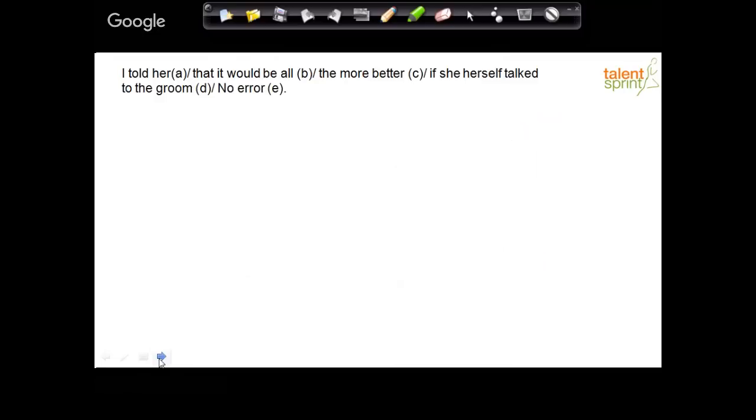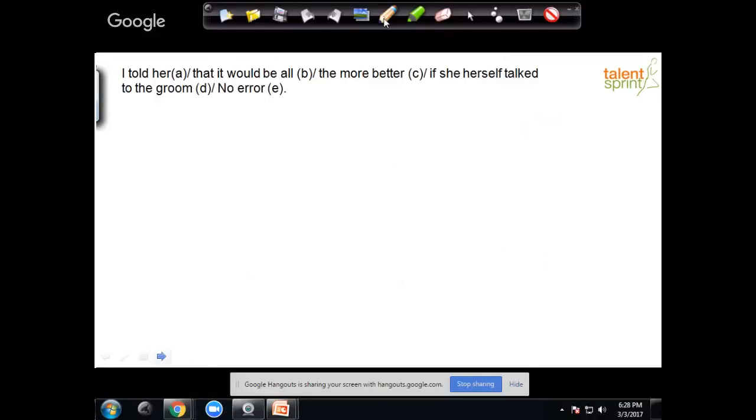Next context. I told her that it would be all the more better if she herself talked to the groom. Okay. Where do you think the error is? You just missed 3 errors, which is fine. You can always come back and watch this video. Right? We're moving on to the 5th error. And we need to move at a really fast pace. So just so you take advantage of all the 15 rules, I'm going to not wait for your responses. I'm just going to move fast.